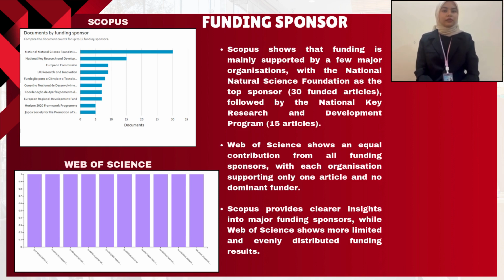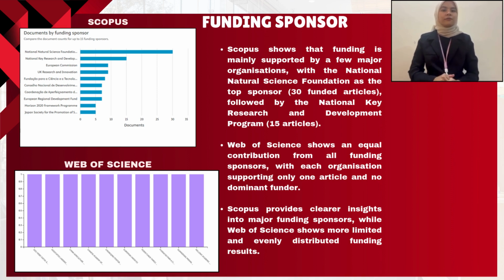Meanwhile, in Web of Science, the result shows that all the sponsors of the documents are equal for each organization. This result indicates that there is no single funding organization that dominates research output in this database for the selected keywords. Moreover, the number of documents sponsored by each organization is only one document. Overall, this highlights that Scopus has a clear insight into the result because it has a dominant funding sponsor that can be seen through the statistics based on the result analysis.